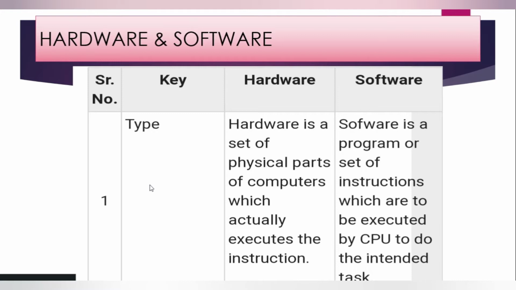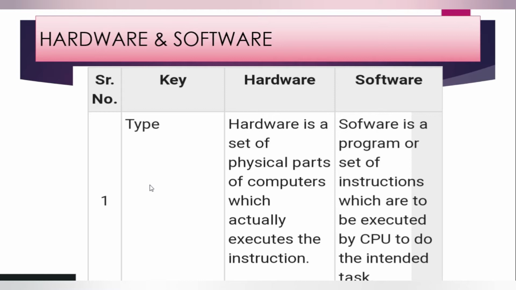So the first difference is between hardware and software. The first key topic we are going to talk about is type. Hardware is a set of physical parts of the computer which actually executes the instructions. Hardware is a physical part and it works on the basis of instructions. Whatever commands or instructions are provided by the software, all will be executed by hardware. Next is software. Software is a program or a set of instructions which are to be executed by the CPU to do the intended task.